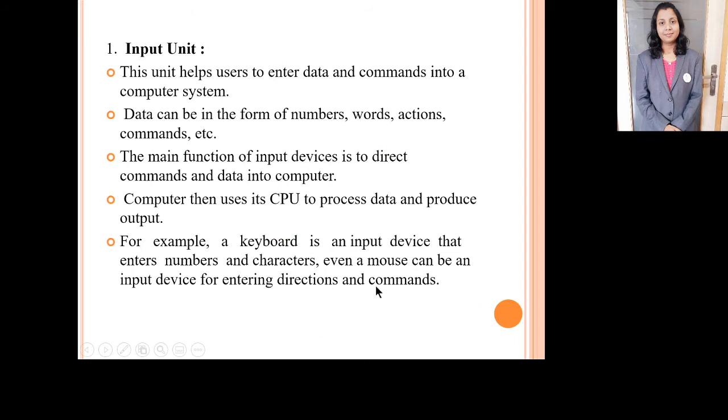Next is input unit. One by one we will be studying the basic components. First is input unit. This unit helps the users to enter the data and commands into the computer system. As I told you, keyboard and mouse are the input devices which are useful to enter the data and commands. Data can be in the form of numbers, words, actions, commands, etc.